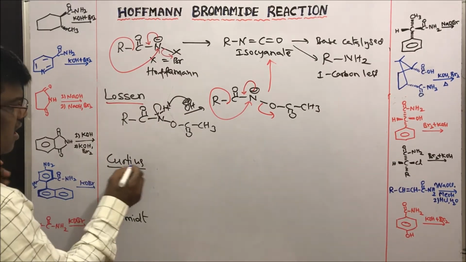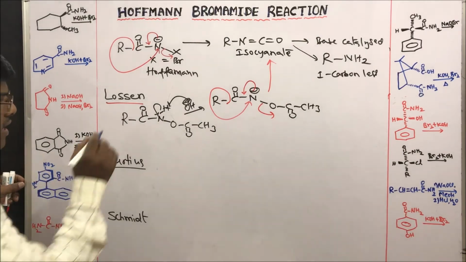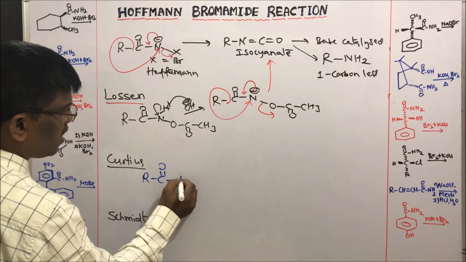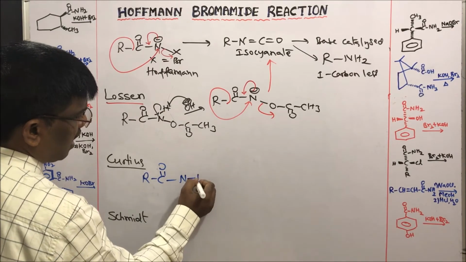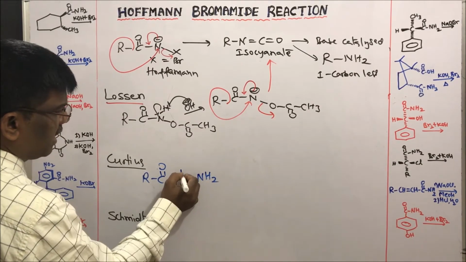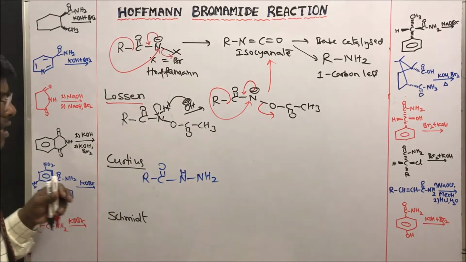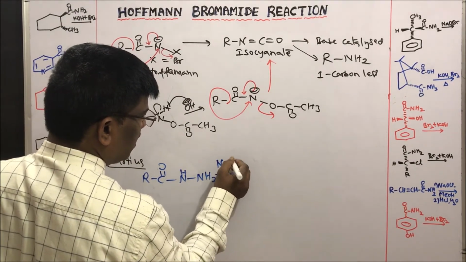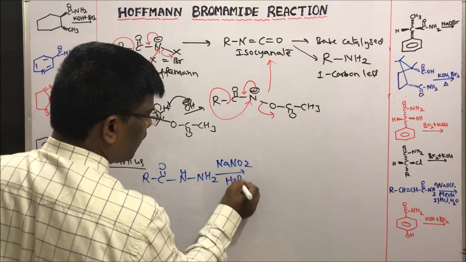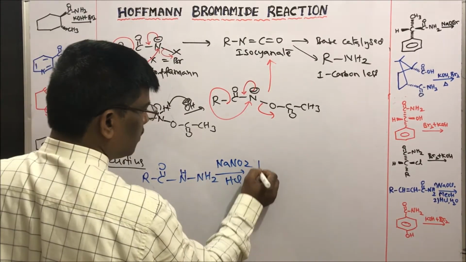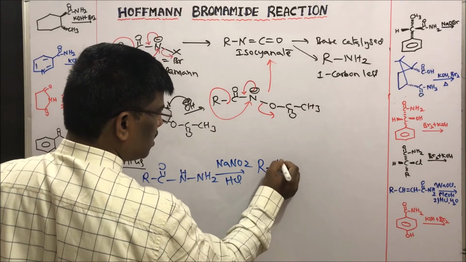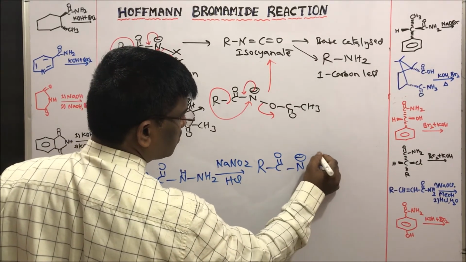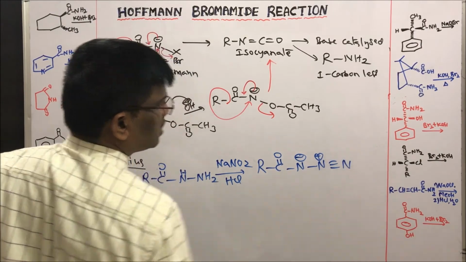Another similar reaction is Curtius. It is acid catalyzed. Let us take RCON hydrazine, an NH hydrazine amide. This hydrazine amide upon nitrosation with NaNO2 in presence of HCl is going to form a diazonium salt, plus nitrogen.